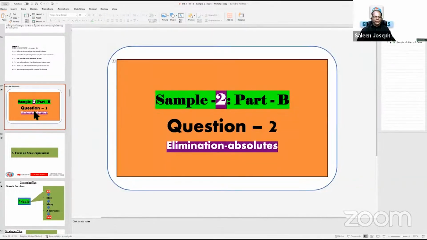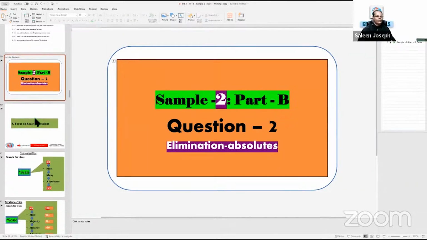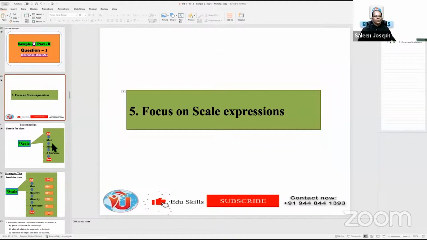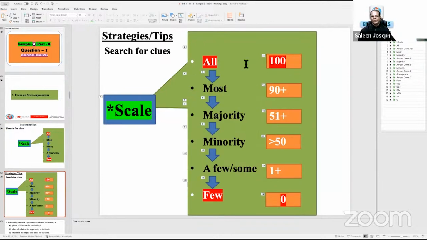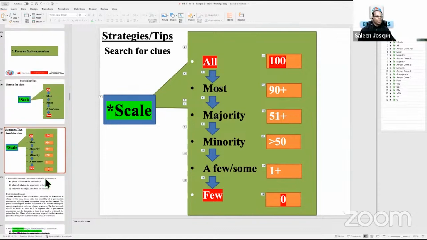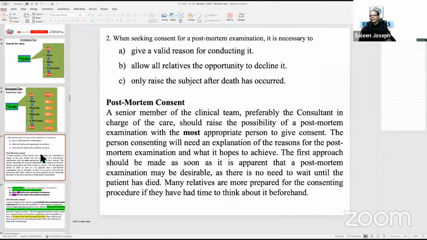And one more example if you want. Sample 2, part B, question 2, elimination based. There is a question, what is elimination? Focus on scales. Elimination means focus on scales. This is scale. You will eliminate the extreme things. All and few. Few means zero, nothing, or only. So all, most, many, a few, few. These all things are known to you. Scale means all means almost 100%. Most means 90 plus or 80 plus, depending on the context. Majority means 51 plus. Minority means below 50. A few or some means 1 plus anything, many. Few means 0. So just let's check. How do you eliminate using the absolute words?